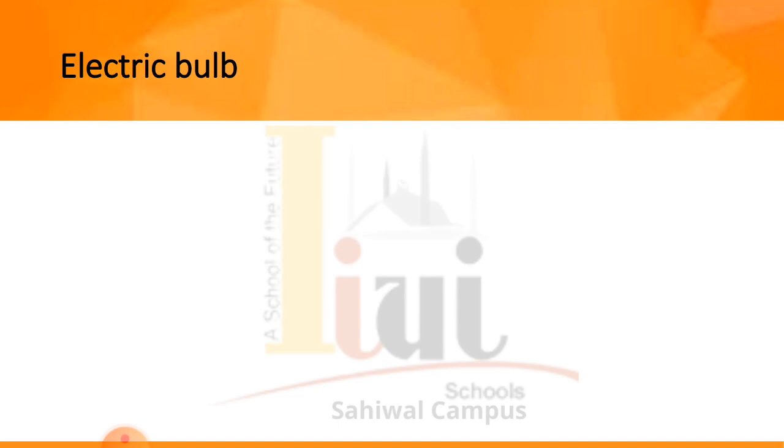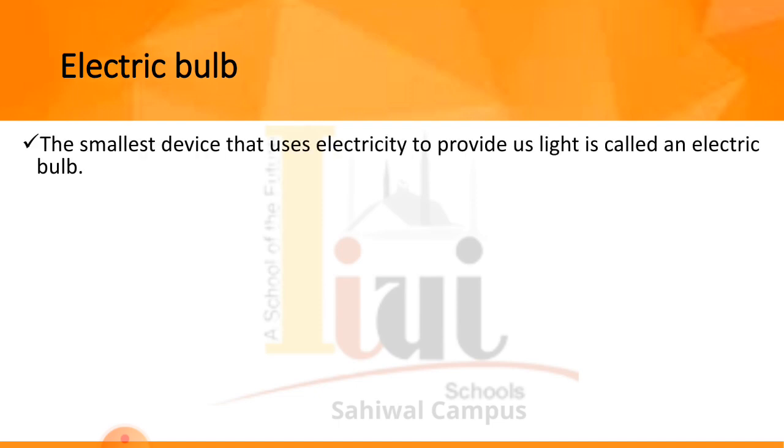Electric bulb. The topic that we are going to discuss is electric bulb. The smallest device that uses electricity to provide us light is called an electric bulb. So this is basically the device that can provide us light by the use of electricity. So this device is known as electric bulb.